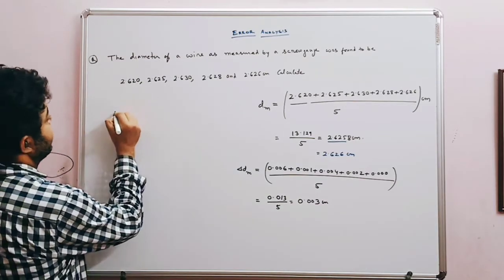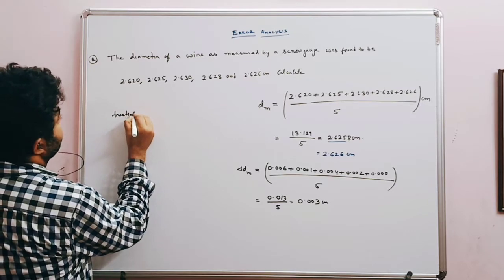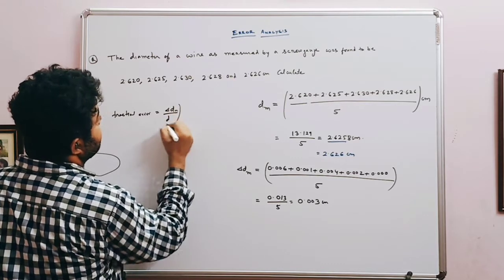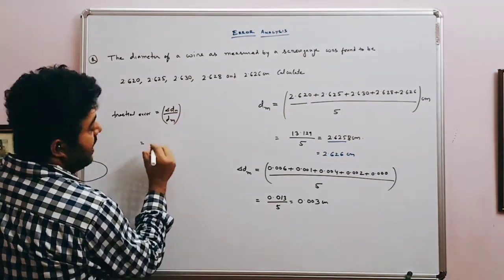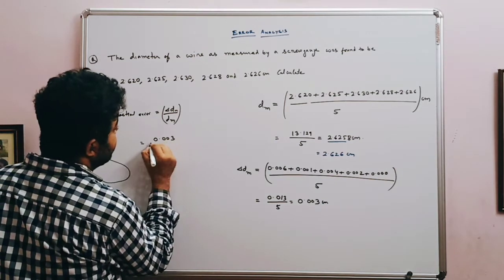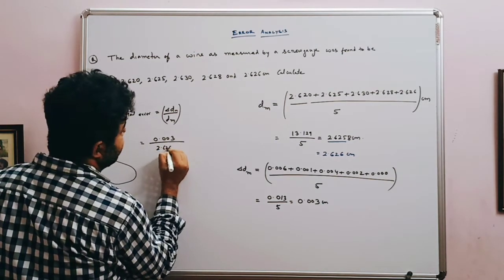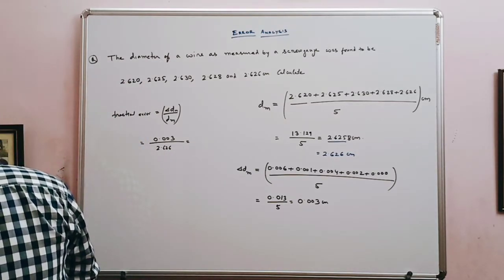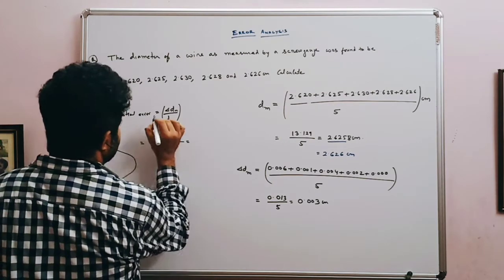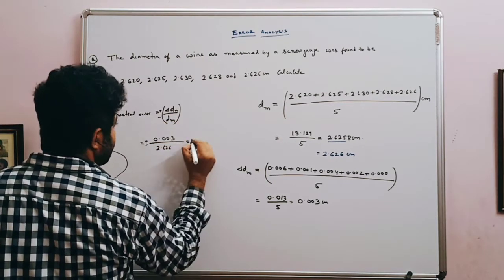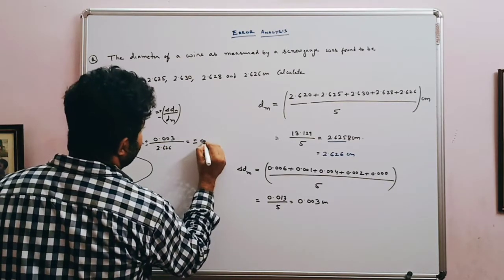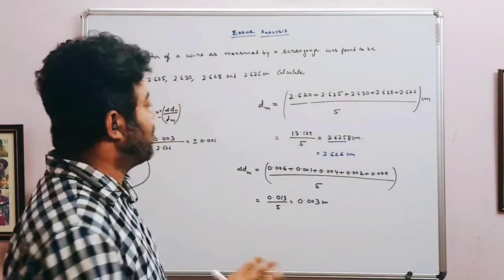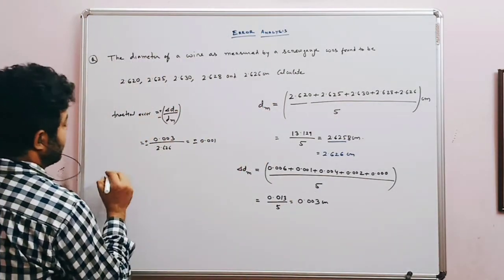Now fractional error. What do you mean by the fractional error? Absolute mean error by the mean value. So how much is your absolute mean error? 0.003 by the mean value 2.626 centimeter. The centimeter cancels. So how much do you have? That is equal to, and you have to write here plus minus 0.001. Why do we put plus minus? Because it will be more or less. That means you are tolerant up to this. That's why it's sometimes called tolerance also.